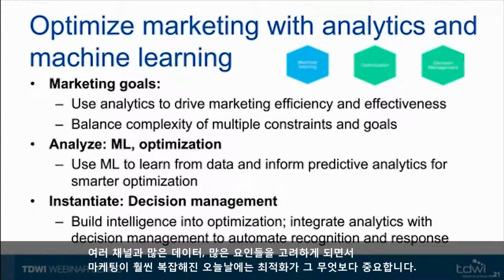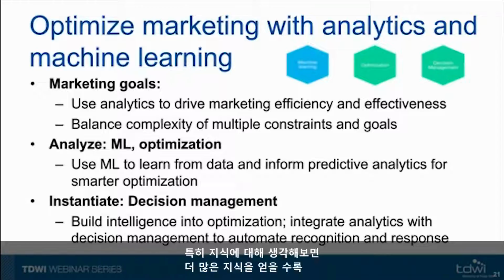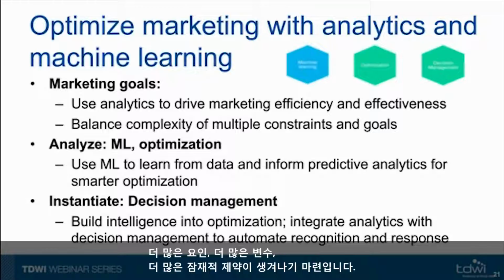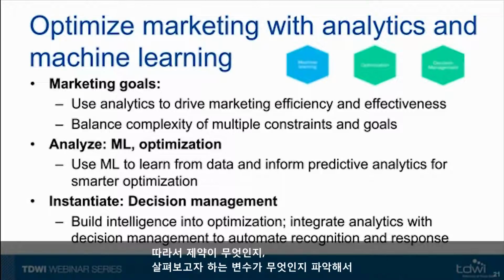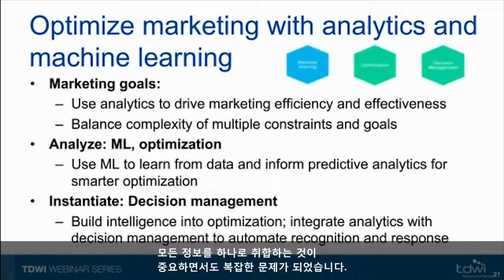And this has never been more important because marketing is getting much more complicated as you look across multiple channels. There's a lot more data, a lot more factors. The more variables there are, the more potential constraints there are, particularly when you think not only about budget constraints, but also privacy policies and other regulatory issues. As you go across geographies, this changes as you move across the globe, in the EU and so forth. So it's important to think about what your constraints are, what variables you want to look at, and pull that all together, and it becomes a very complex problem.